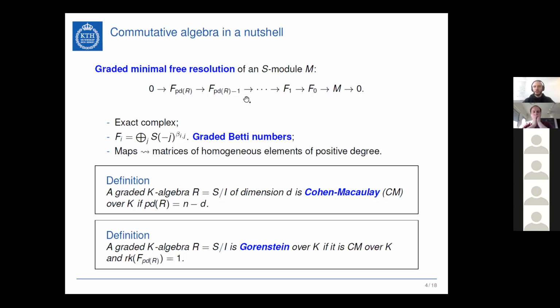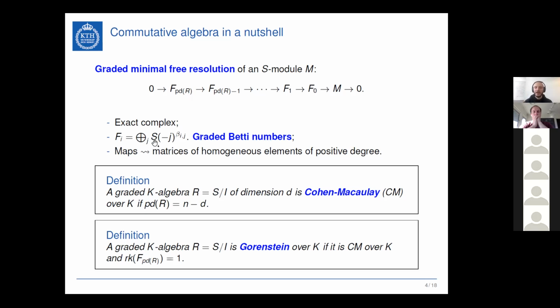Something else that we can do to extract numerical information from a graded algebra, or more specifically from a graded module over an algebra, is to consider the graded minimal free resolution. What is this? We take a graded S-module M, and then we find a long exact sequence, which is actually exact, as I said, in which all the modules in the sequence are free.